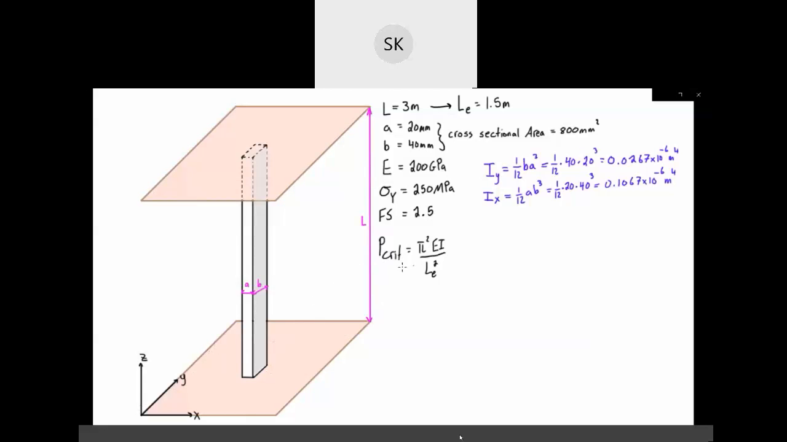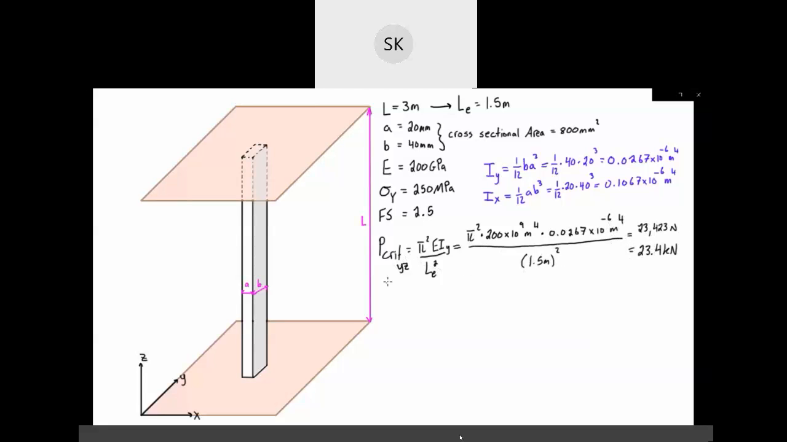So let's take a look at buckling in the YZ plane first. We want to figure out what the P critical is in order for that buckling to happen. So we're going to use the subscript y for I, the moment of inertia about the y-axis, when we're dealing with buckling going like that. When we have all of these values, the effective length, the moment of inertia, E, and pi, obviously, we're going to find that the P critical in the YZ direction is 23.4 kilonewtons.